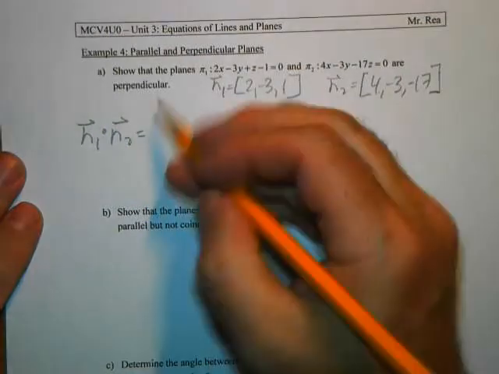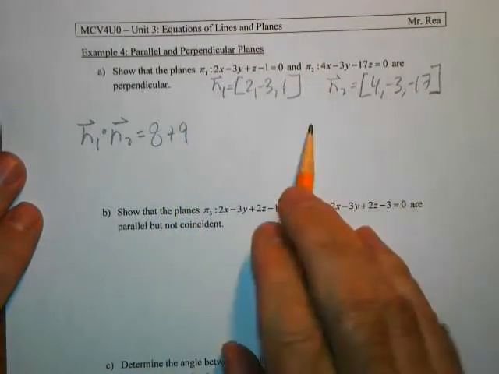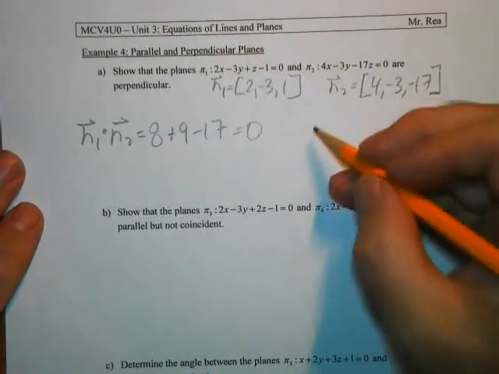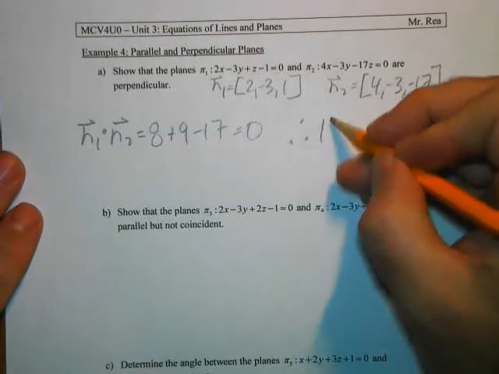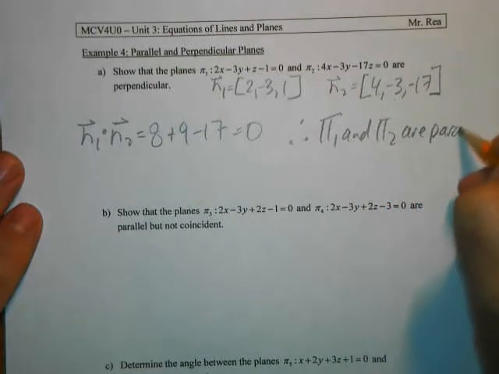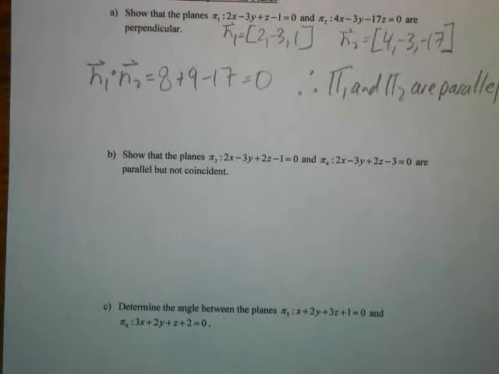So that's going to be 2 times 4 is 8. -3 times -3 is positive 9. And 1 times -17, -17. If I add those together, I do in fact get a 0. So therefore I can conclude that plane 1 and plane 2 are perpendicular. Okay, pretty straightforward. Just remembering that if the normals of the planes are perpendicular, then the planes must also be perpendicular. And same thing for parallel.